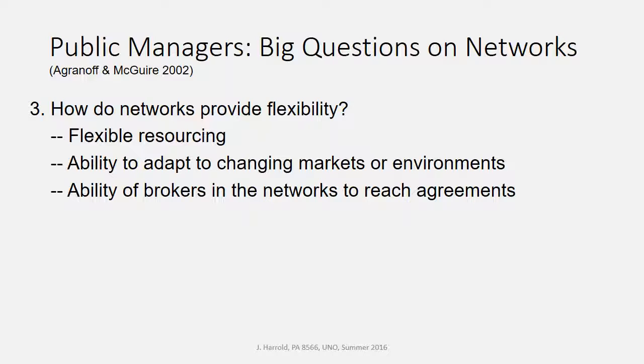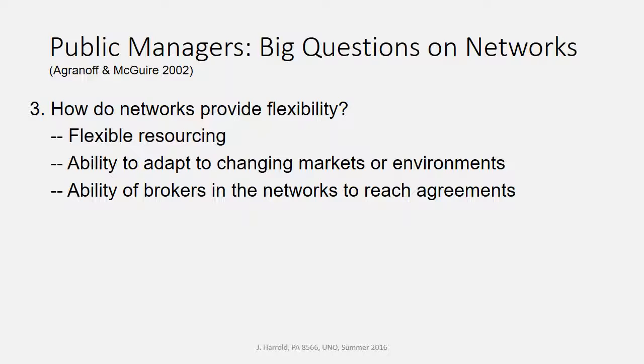And then they ask, how do networks provide flexibility? Well, they have a few suggestions. They say flexible resourcing. So for example, if you're in a network, all the resources may or may not come from the government side. And there may be an ability to share resources. There may be an ability to borrow resources, if you will. Then adaptability, the ability to adapt to changing markets or environments.